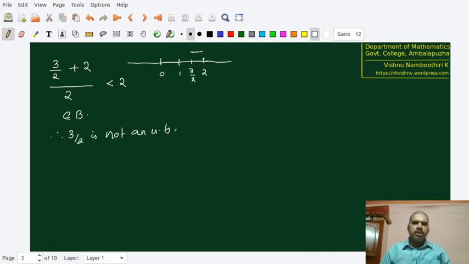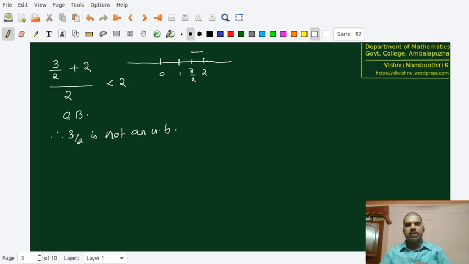So this actually gives a way of verifying whether a given number is an upper bound or not. Suppose that we have a set given to us. Suppose that we want to see whether a given number b is an upper bound for this set or not.